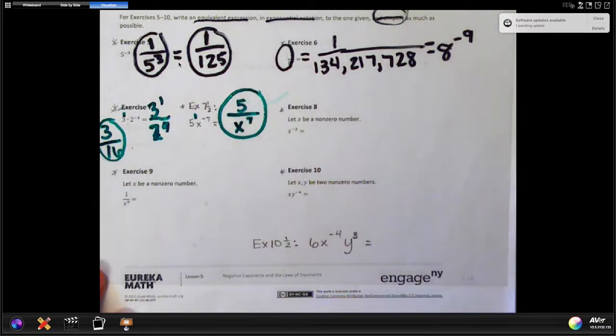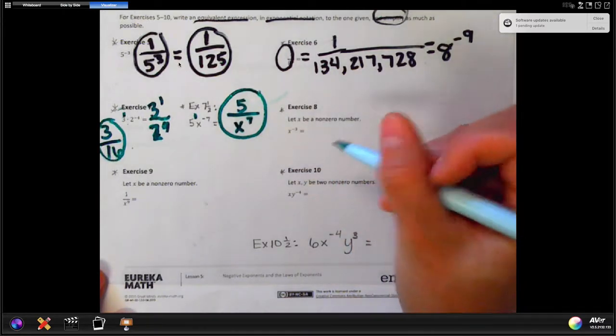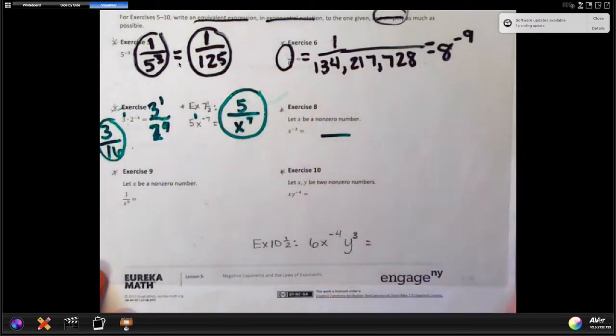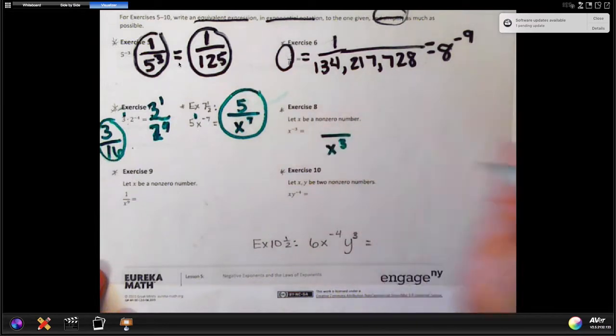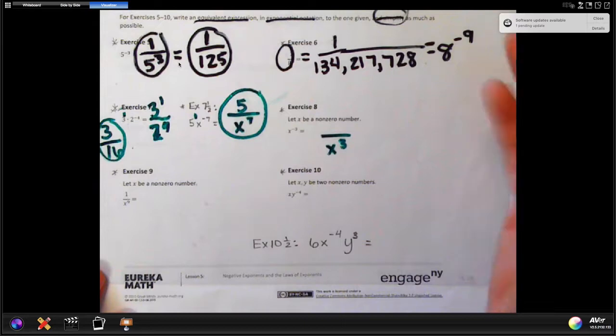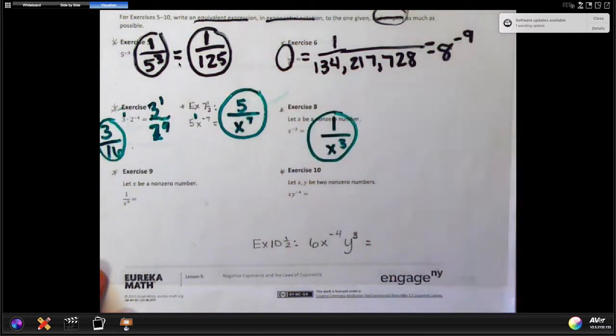Moving on to exercise 8 then, we have x to the negative 3. Very similar to the one before, we want to start with a fraction bar because of the negative. We're going to put x to the 3rd power on the bottom, and there's nothing left, but we cannot leave that numerator with nothing on it, and so we put a 1. That is our answer because, again, we don't know what x is.